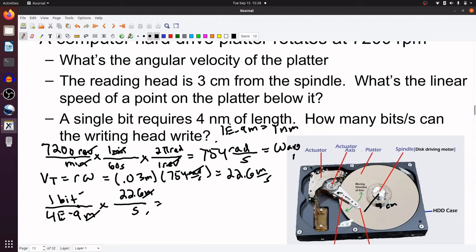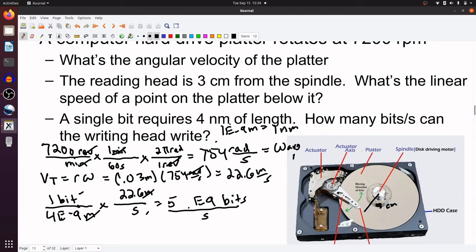Let's see here. That gives me 56, so it looks like it's going to be 56 times 10 to the 9th bits per second. So I said 56 times 10 to the 9th, or I could say 5.6 times 10 to the 10th. Either one will work.